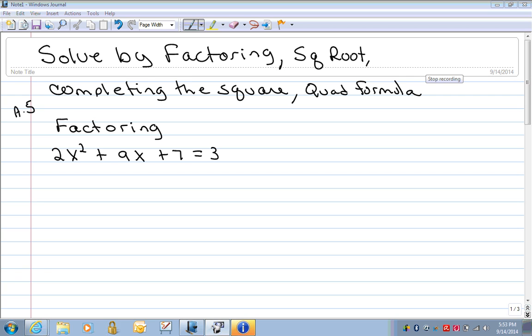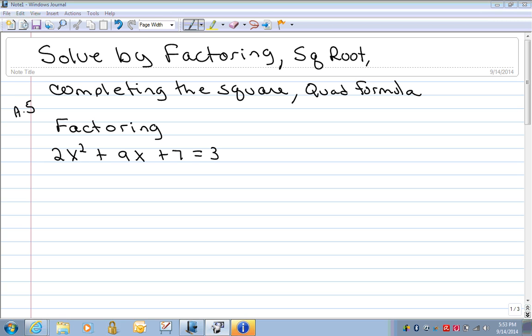Hello, Bearcats. In today's lesson, we're going to solve equations by factoring, square root property, completing the square, and quadratic formula. All of these are reviewed skills from last year, but we're going to just go ahead and review them just to refresh your memory.